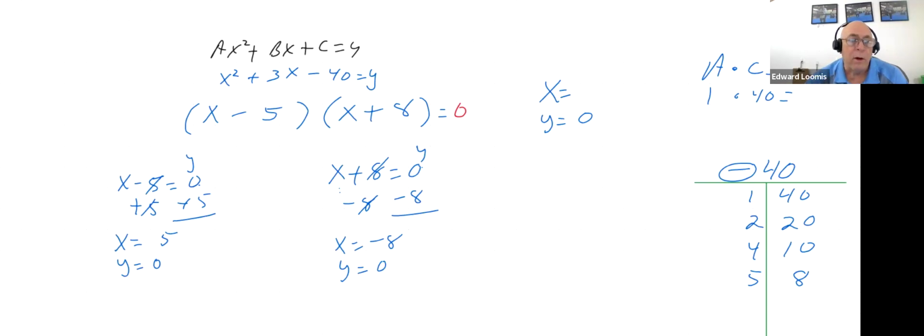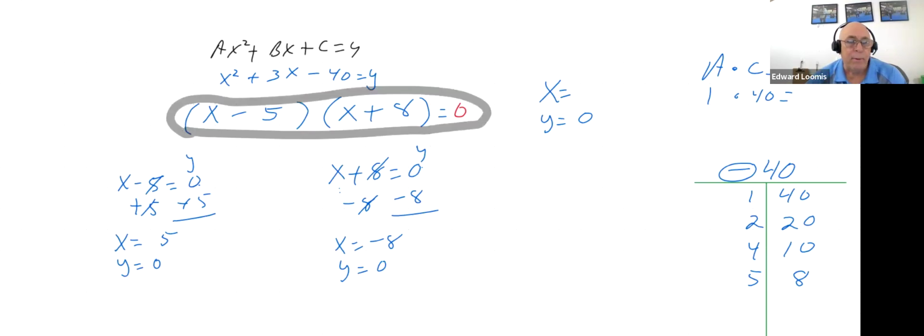The hardest part of the whole thing is this first step. At that point, all I need to do is make it equal to 0, and I have my x's. Let me clear this and let me do another one. So now I have x squared minus 15x plus 36 is equal to y.